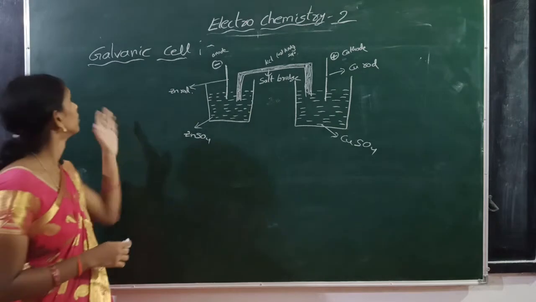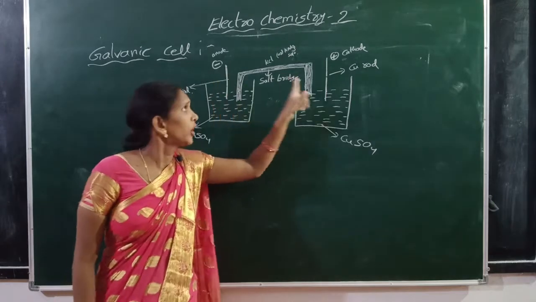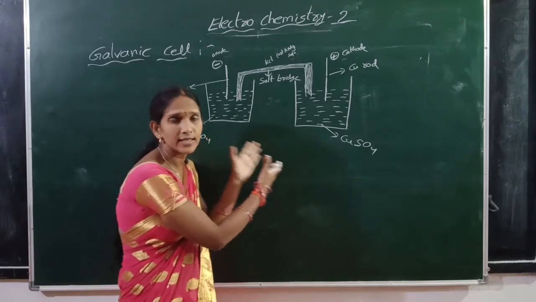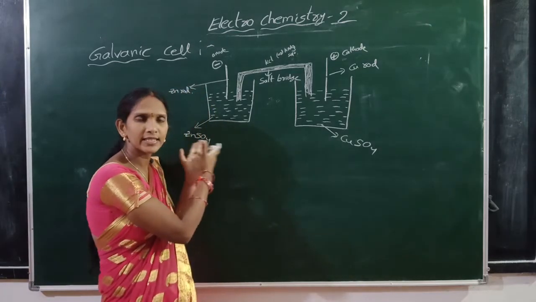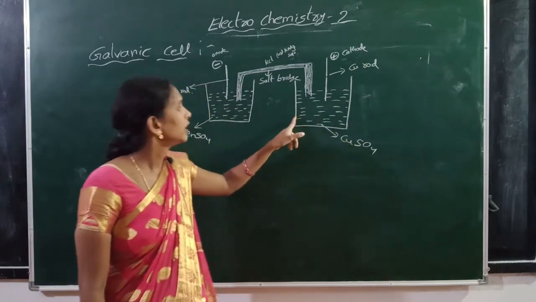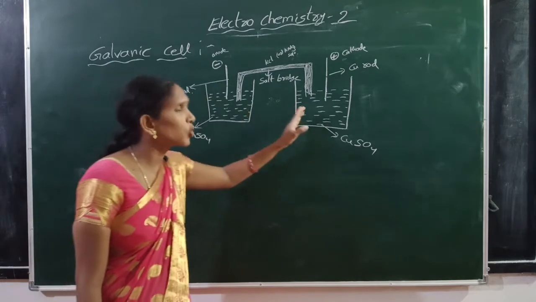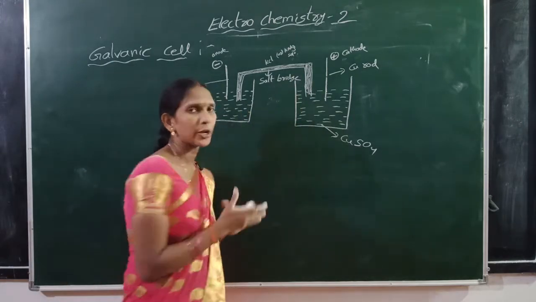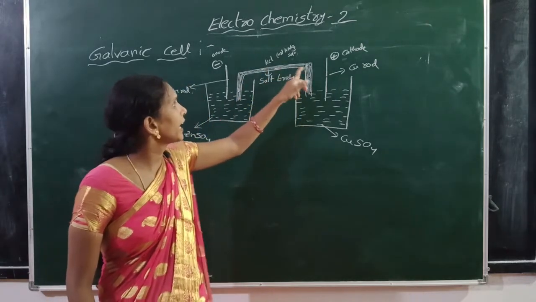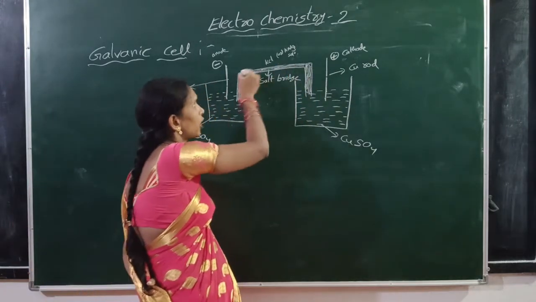Now, the galvanic cell is an electrochemical cell. Here, anode is negative and cathode is positive. Two vessels are taken. In one vessel, zinc sulfate is taken and a zinc rod is dipped in it. In another vessel, copper sulfate is taken and a copper rod is dipped in it. These two half cells are connected by the salt bridge. The salt bridge is a U-shaped glass tube filled with KCl or KNO3 solution.